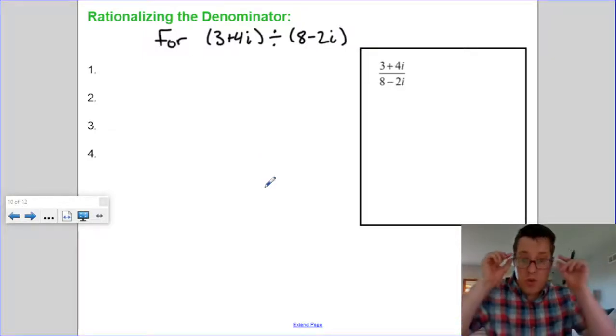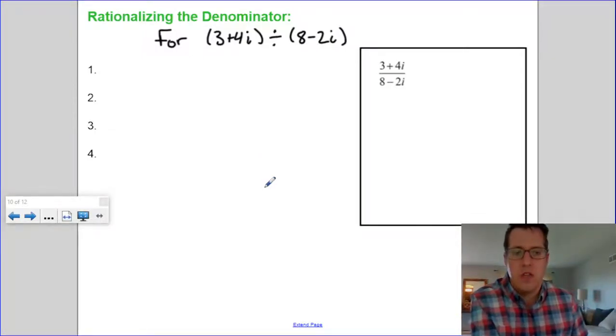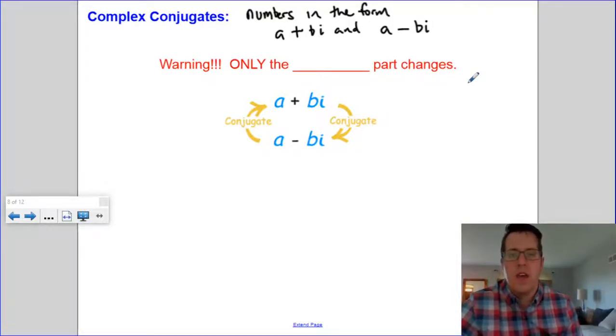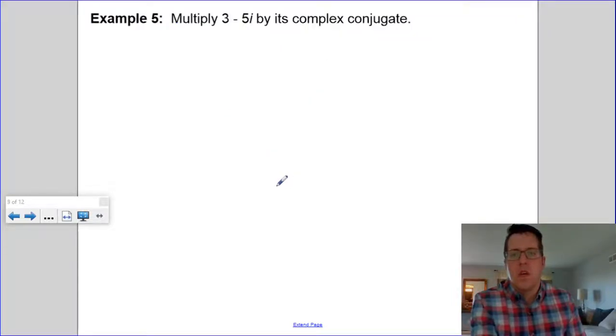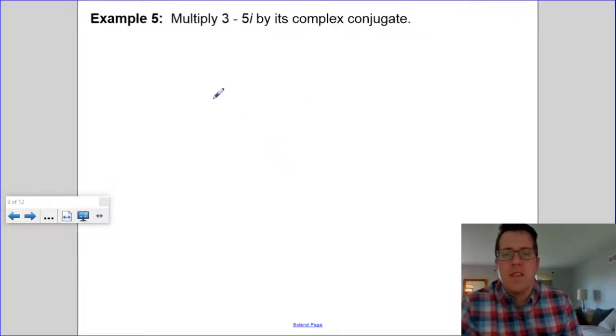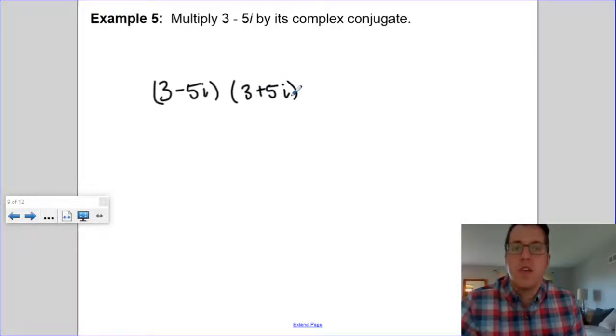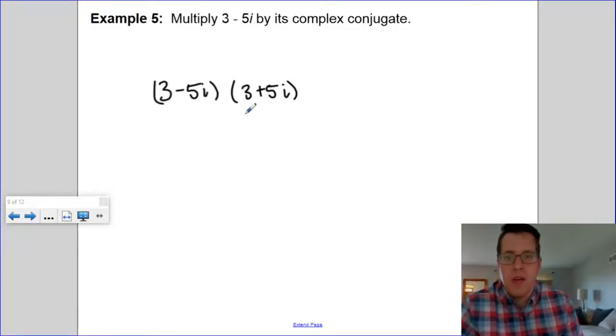Well, we have to use what's called the complex conjugate. So complex conjugates are numbers in the form of a plus bi and a minus bi. Now, quick warning here is that only the imaginary part changes. So if you were asked to multiply 3 minus 5i by its complex conjugate, you'd be doing 3 minus 5i times its conjugate, 3 plus 5i. Now, multiplication is commutative, so it doesn't matter which order you write that in.